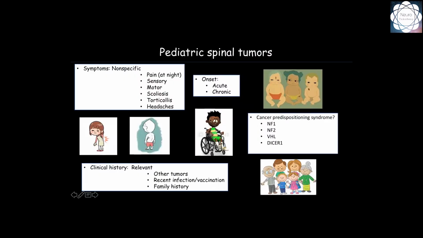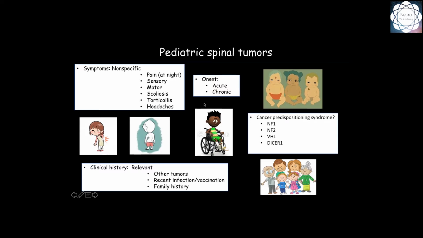As you know, the symptoms of pediatric spinal tumors are highly non-specific. Pain is almost always the rule, and it is usually present at night. Sensory and motor symptoms are very frequently found: progressive scoliosis, progressive torticollis, and headaches, which is very interesting, and I'll show you a couple of cases with this presentation.